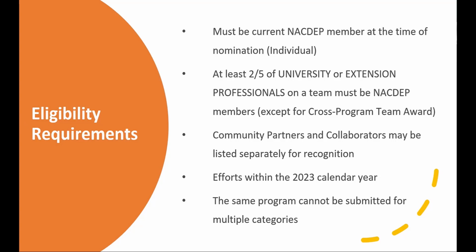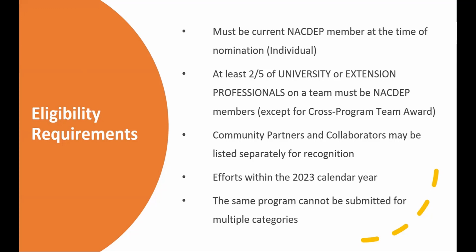For team awards, at least 2/5 of university or extension professionals must be members, with the exception of the cross-program team award, because we recognize that may be people outside of the community development space. So to be clear on that, university or extension professionals that are part of your award should be counted as members of your team. So if you've got multiple university or extension professionals that are a part of that, that's a team award. Community partners or outside collaborators can be listed separately for recognition and don't count against that 2/5 requirement.